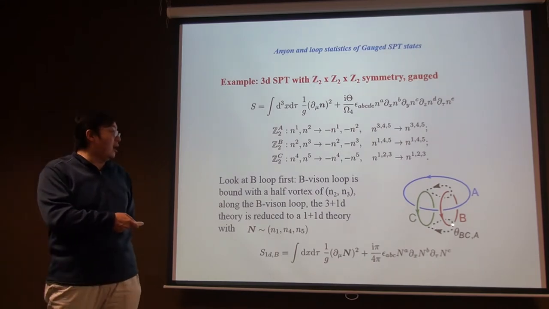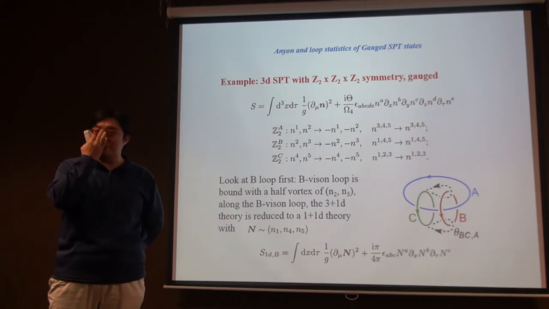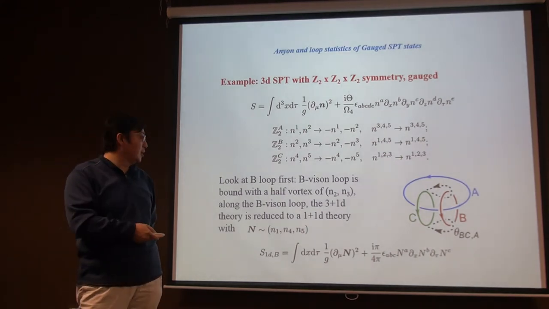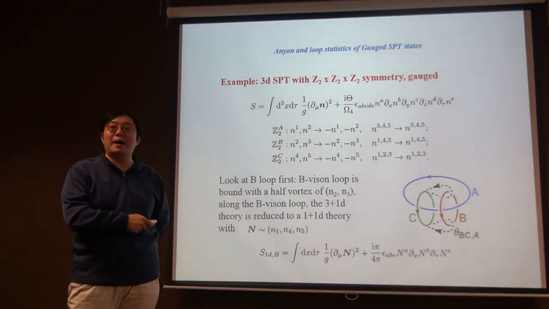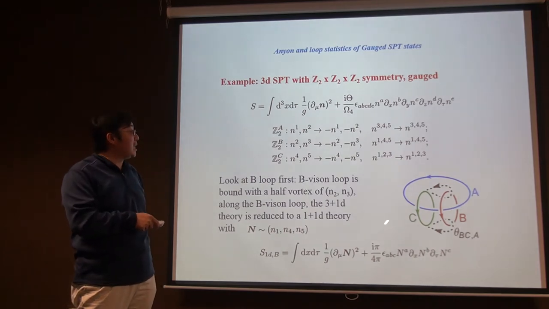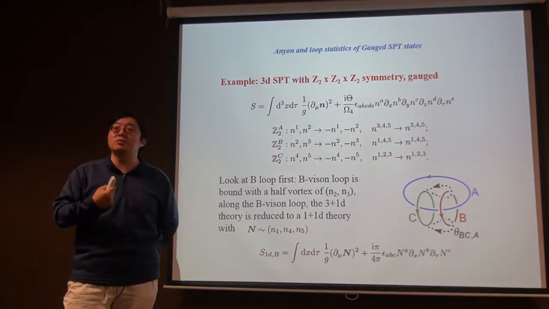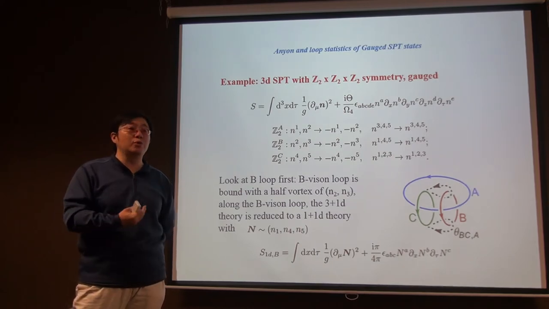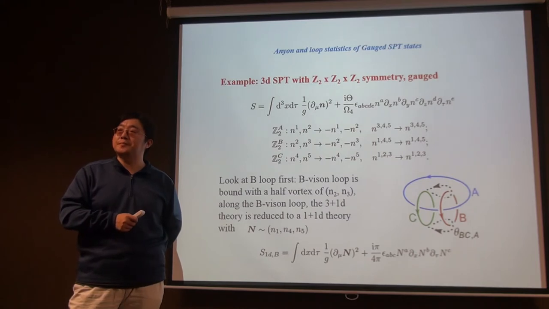If I move along with the B loop, the effective theory I have is a 1+1 dimensional O(3) nonlinear sigma model with N1, N4, N5 with a theta term, and the theta term is precisely pi. The reason I get pi is because this would be 2 pi, but I have a half vortex of N2 and N3, and a half vortex will reduce the 2 pi to pi. It's a 1+1 dimensional spacetime.